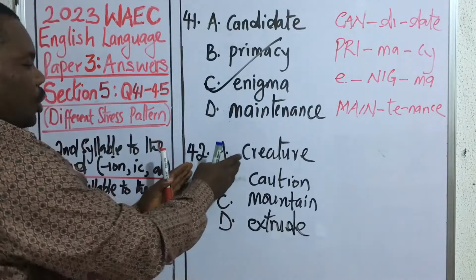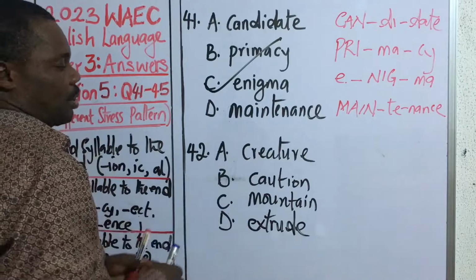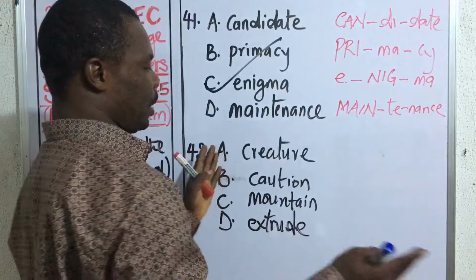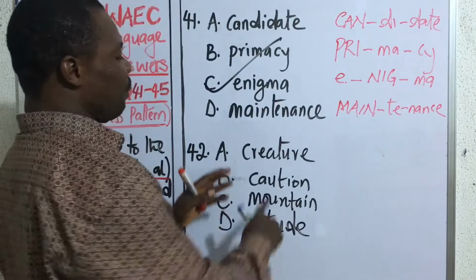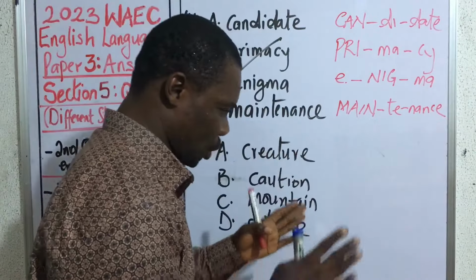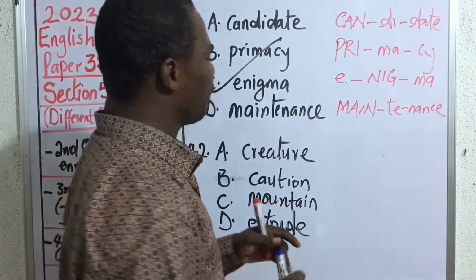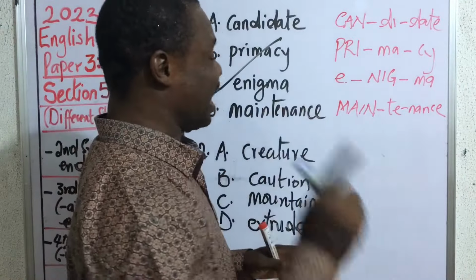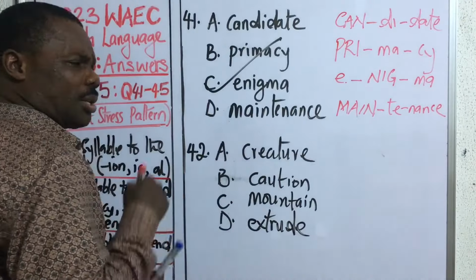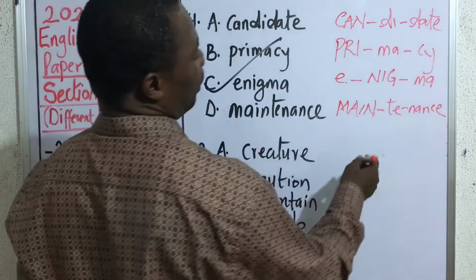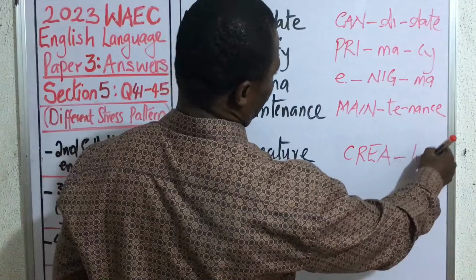Then we come to question 42. Creature. I like this because this is just disyllabic. There are two syllable words. Remember what I told you at the beginning of this video? That if a word is disyllabic, just two syllables, and it's a noun, then you stress the first syllable. And if it's an adjective as well, you stress the first syllable. For creature, it is the name of something, so it's a noun. Therefore, you stress the first syllable: crea, ture.